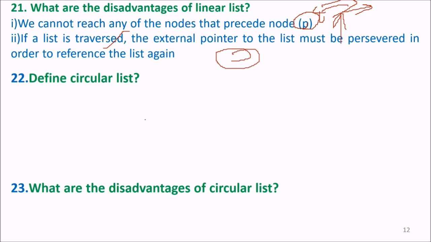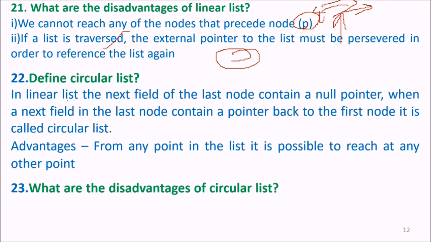Define the circular list. A circular list is a linear list again. In a linear list, the next field of the last node contains a null pointer. When the next field of the last node instead points to the first node, it is called a circular list. So you don't need any header or first node here. The advantage is that from any point in the list it is possible to reach any other point.